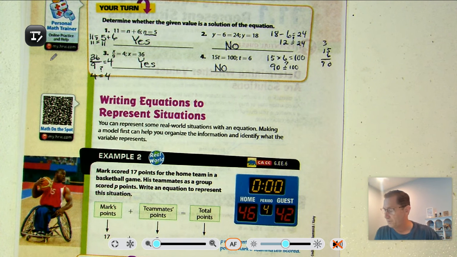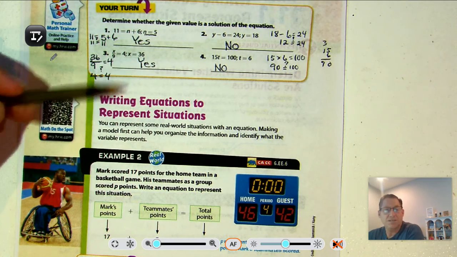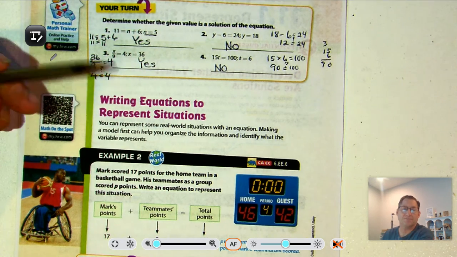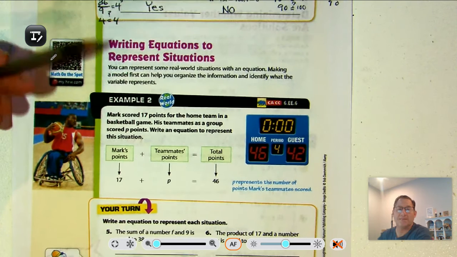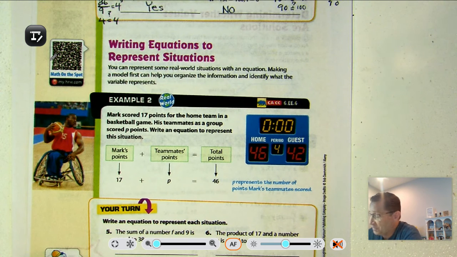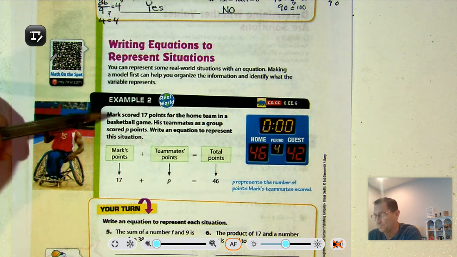All right. Let's continue. Writing equations to represent situations. You can represent some real world situations with an equation. Making a model first can help you organize the information and then identify what the variable represents. So let's look at example 2.